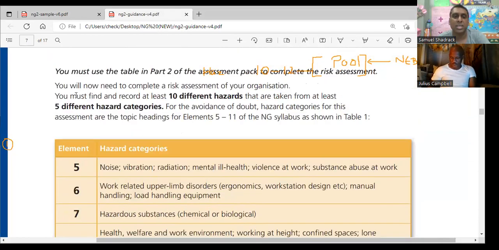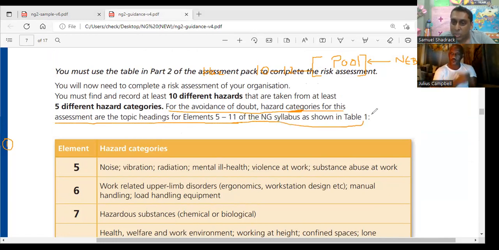It's a pool: complete a risk assessment of your hazards. At least means more than 10 different hazard categories. Each one should be different. I'm going to underline it 3 times, right? For the avoidance of doubt, the hazard categories that you are going to use for this assessment are the topic headings in elements 5 to 11 in the second textbook. And if you don't want to open your second textbook, they give you a table here with the hazards in it. So the hazard categories you're using can only be these.